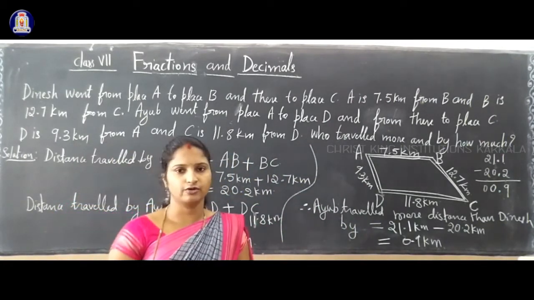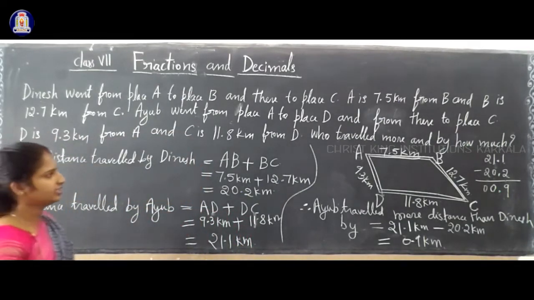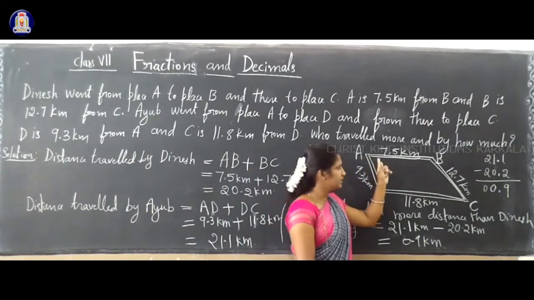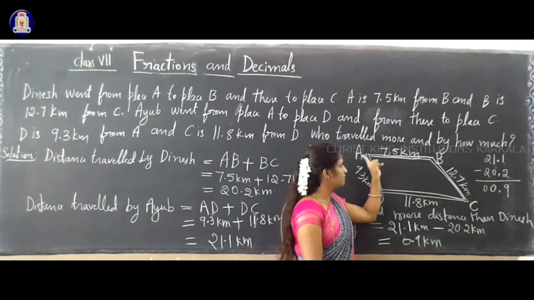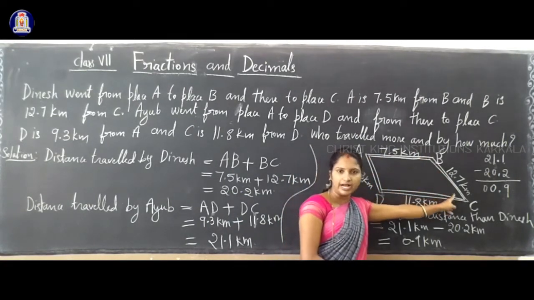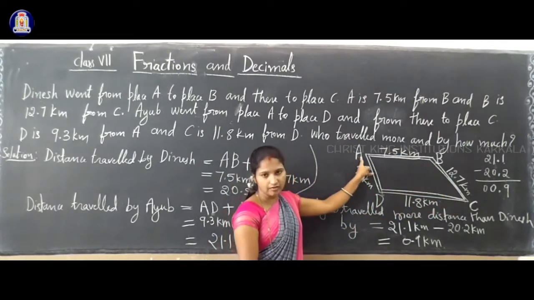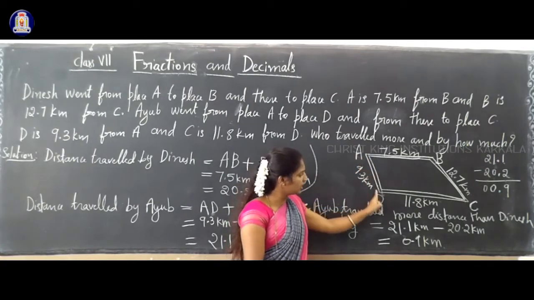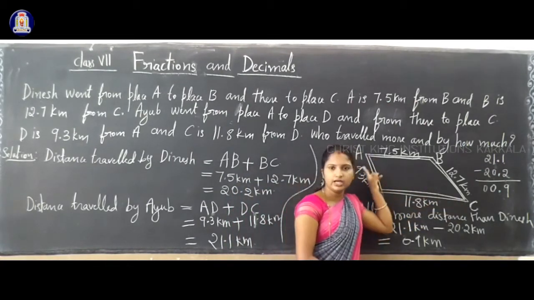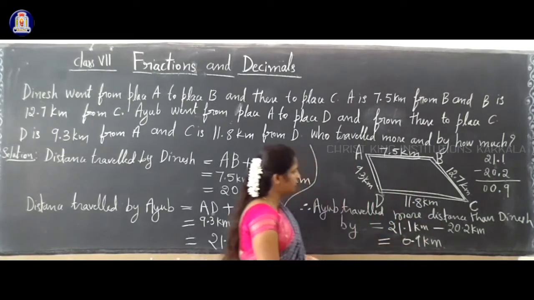Clear? So you have to compare who traveled more. First you have to find the distance traveled by Dinesh. See the figure. The distance is given like this, from A to B and B to C. This is the distance traveled by Dinesh. Similarly, you have to find the distance traveled by Ayub, means A to D and D to C. This is the distance traveled by Ayub. Now you have to compare who traveled more, Dinesh or Ayub.